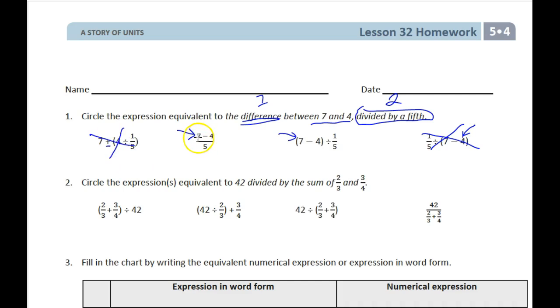Let's look at this one. 7 minus 4 divided by 5. So, yep, that one will work. Because when we read the fraction from the top down, we get our division problem. 7, take away 4, you'll get a 3, divided by 1/5, divided by a fifth. So this one will work also.